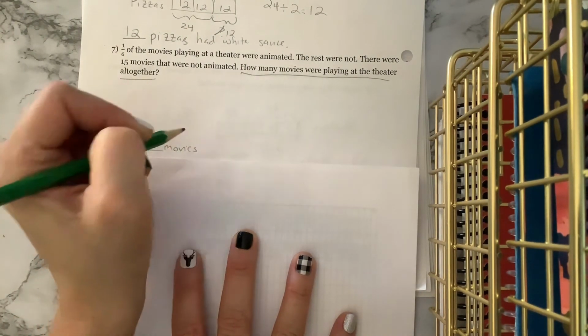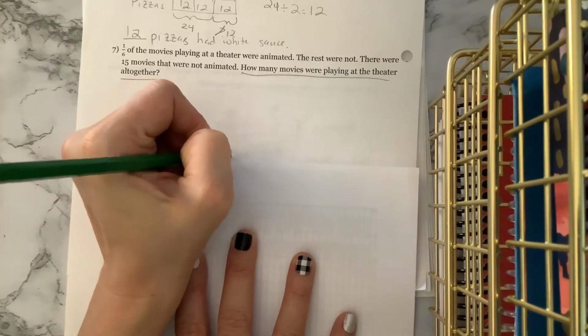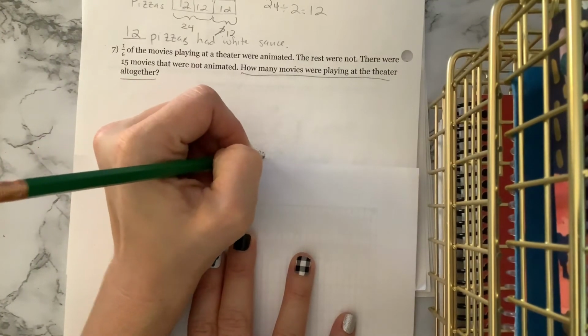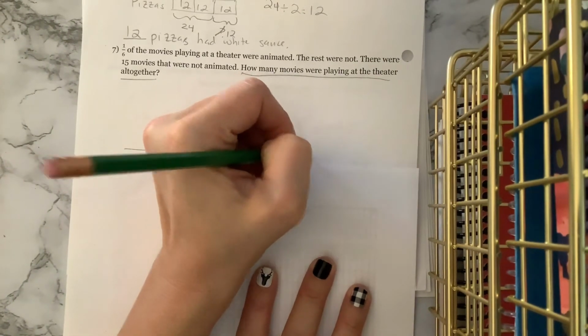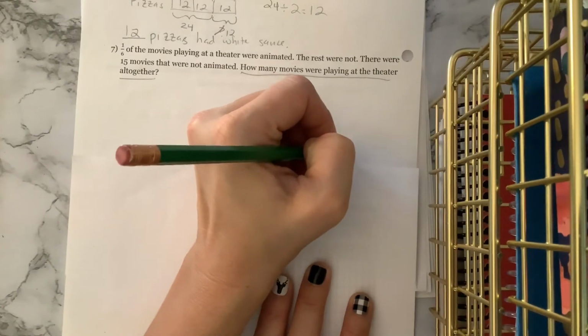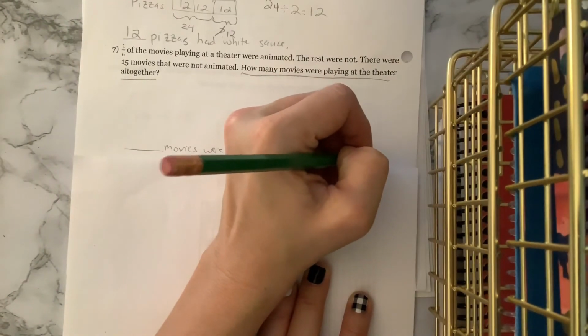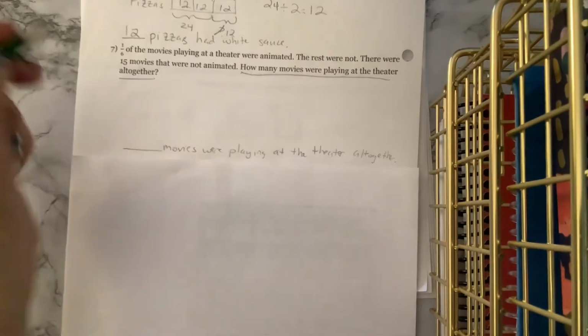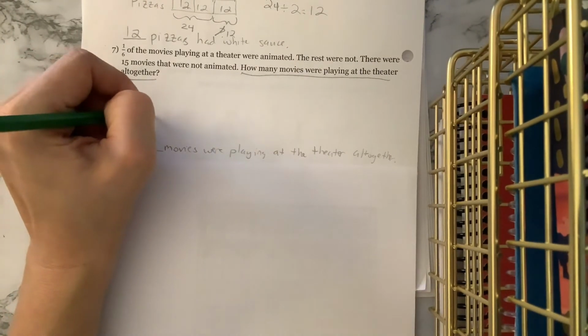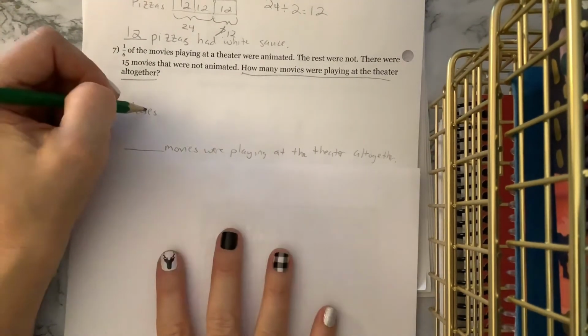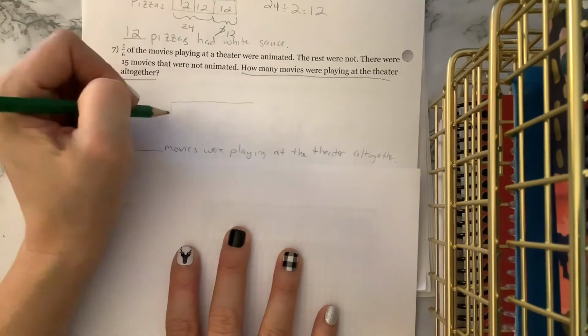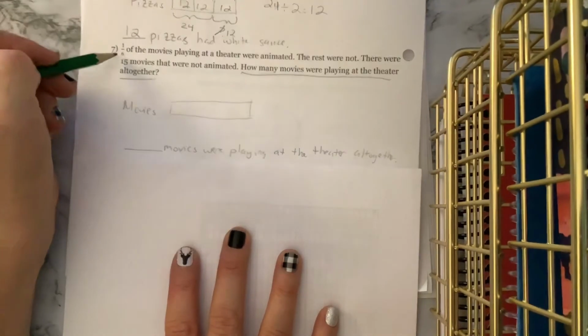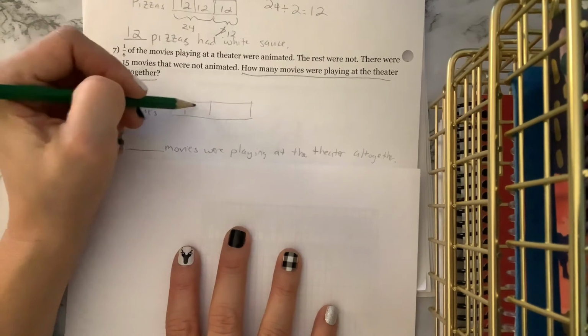So our answer statement, blank movies were playing at the theater all together. Who or what is this problem about? Movies. Our label would be movies. We draw our unit bar. What are we going to chunk that unit bar into? You should have done 6 chunks.